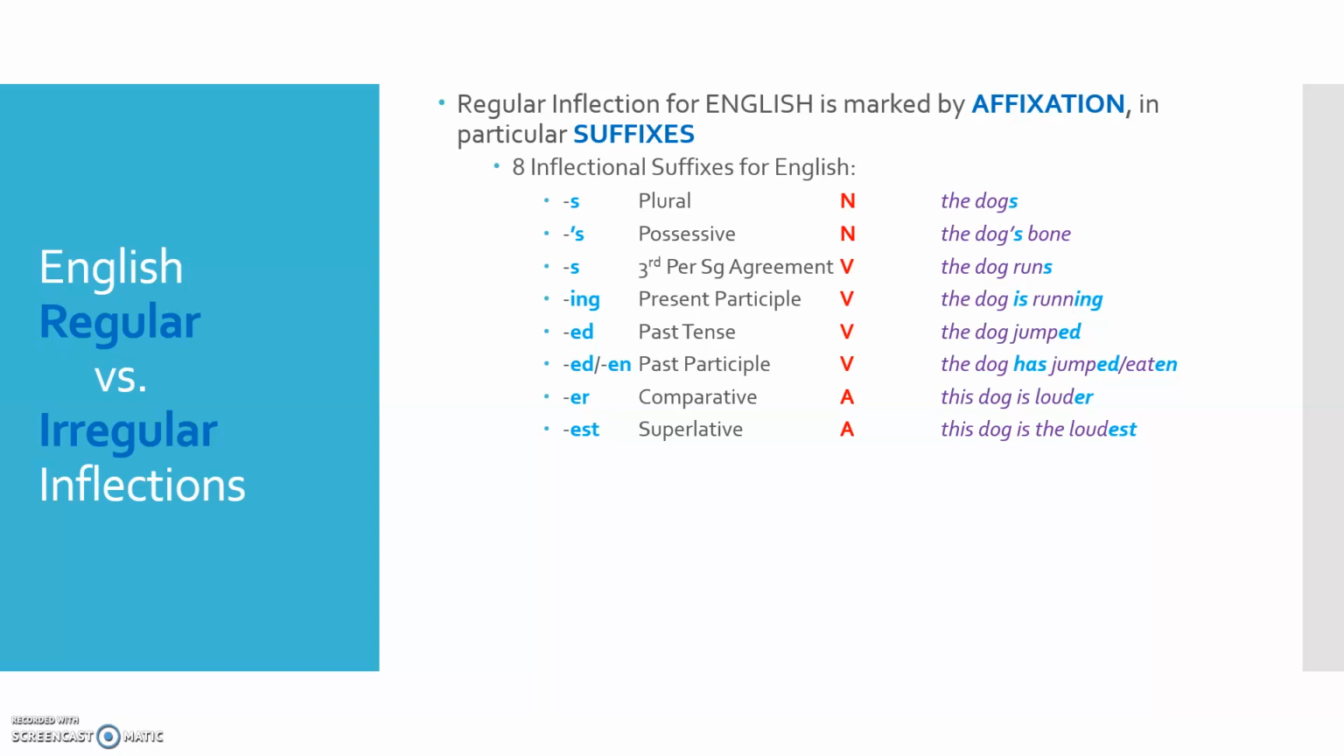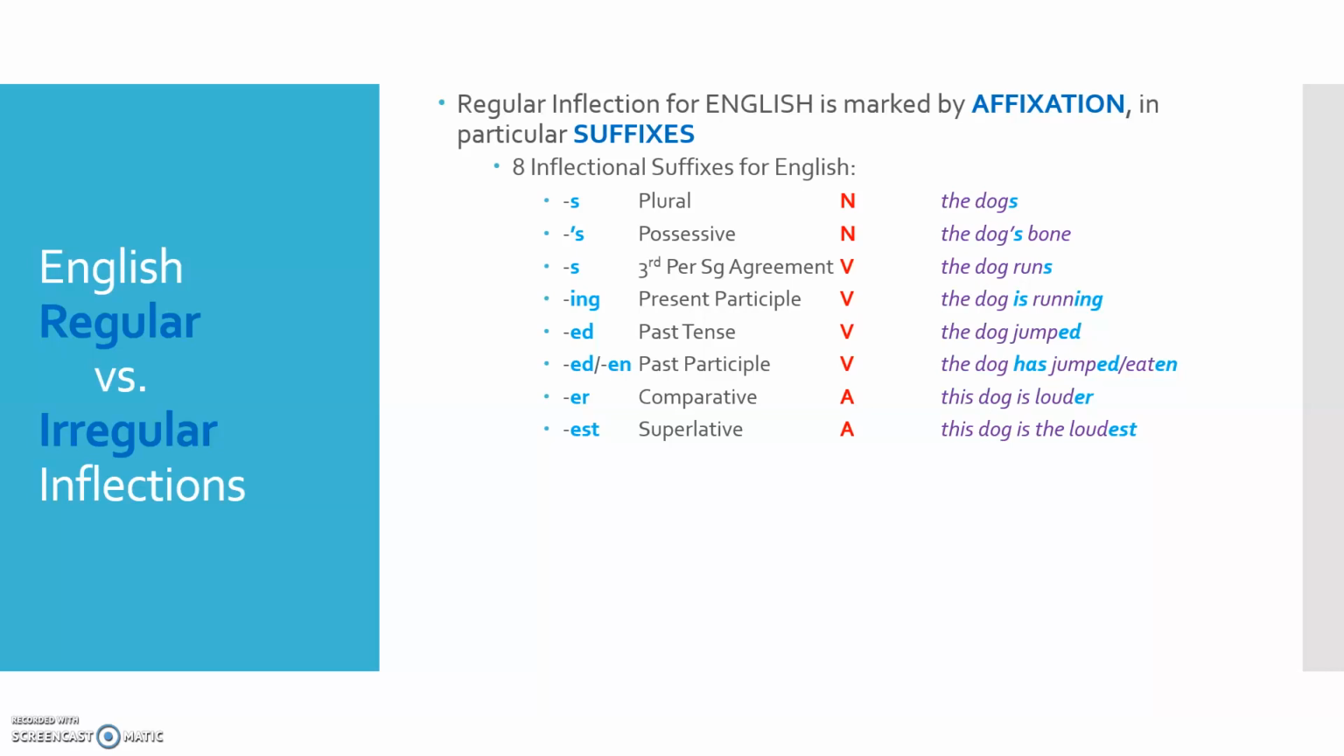We have our 4 verb suffixes, the third person singular agreement marker S on the end, like the dog runs, showing that the dog is third person singular and that we're not talking about an event in the past. We have our ing, which we call the present participle, which works in conjunction with the auxiliary verb to be, and it shows that an event is ongoing through time. We have our past tense ed to show an event is in the past, like the dog jumped.